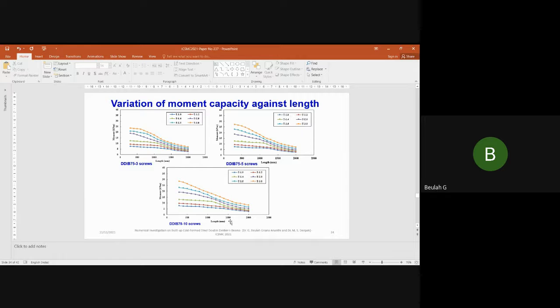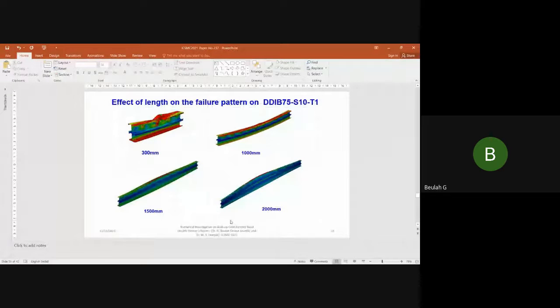So that can be concluded from these present observations, provided this can also be extended using any codal provisions, international codal provisions. It can also be verified. And this is the pattern in which the failure happens.